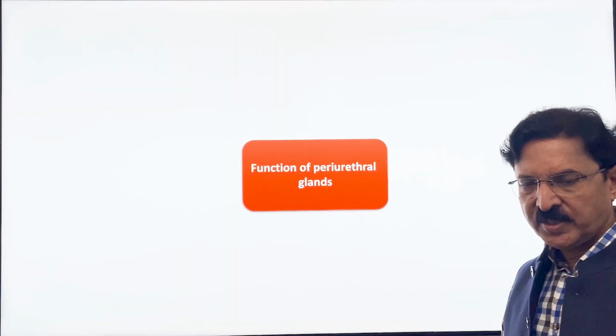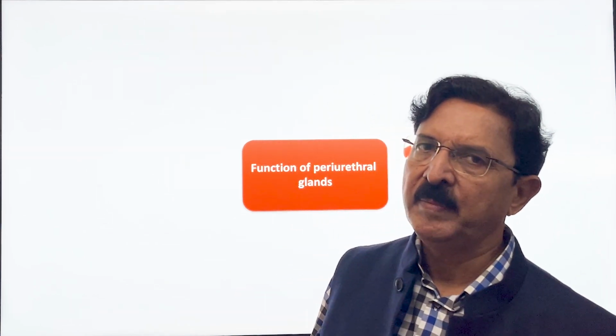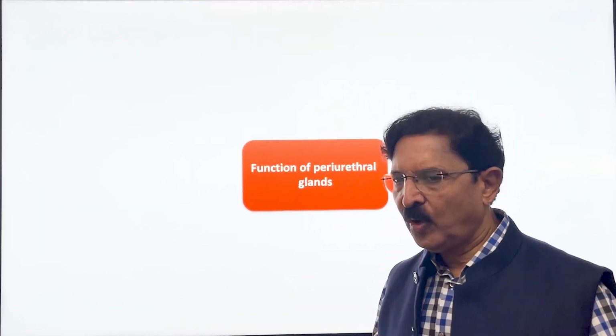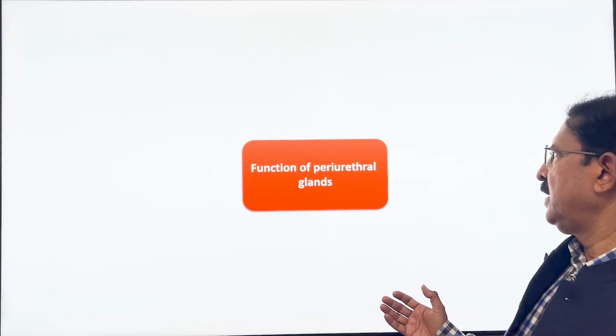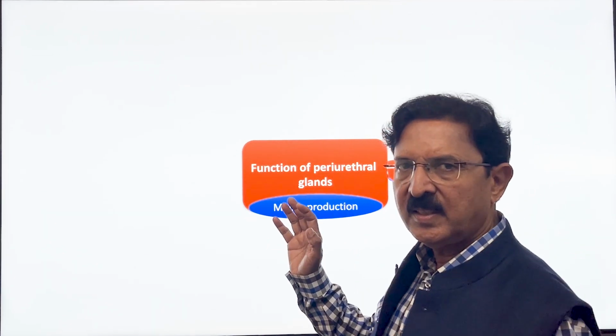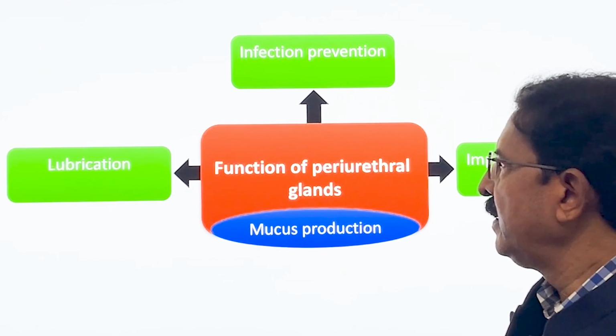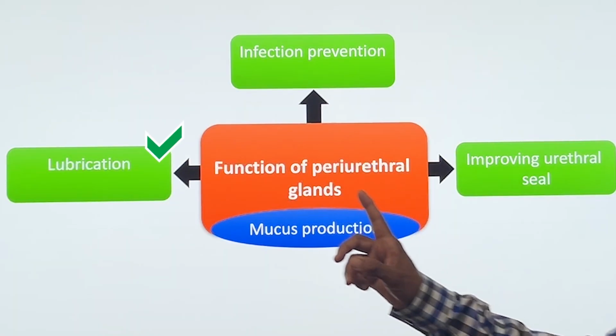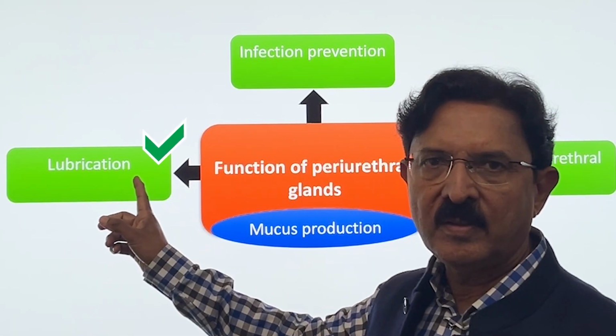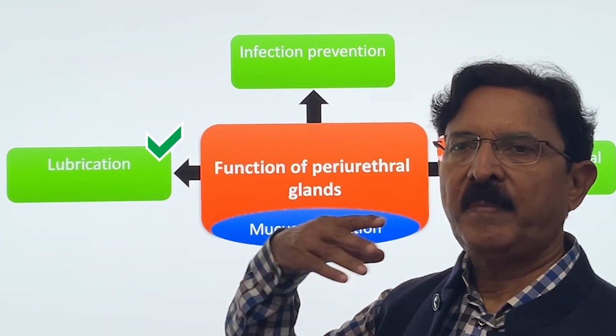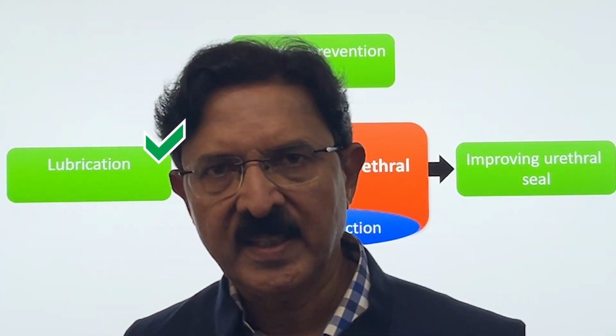You may ask me this question: what is the function of periurethral glands in females? This has been debated for a long time, and people have had their own views about the functions. But what we feel today is that the major job they do is that they keep producing some mucoid fluid, and this mucoid fluid serves three purposes. Firstly, it lubricates the urethral mucosa from inside, so the passage of urine becomes frictionless and easy.